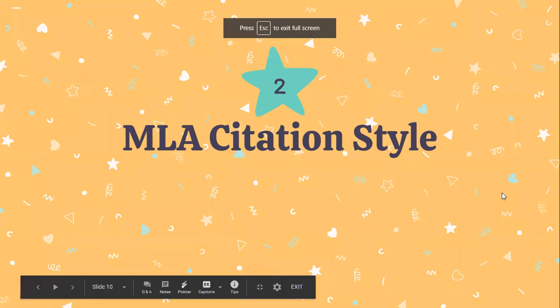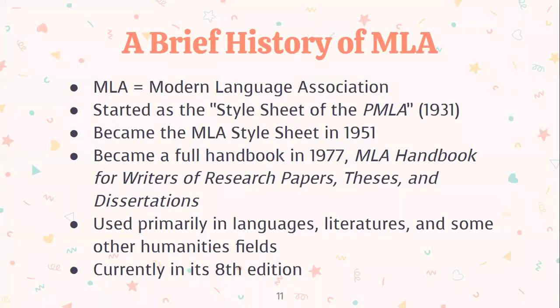So just some of the basics of MLA style. MLA stands for the Modern Language Association, and like many other citation styles, it started out for a specific journal, and this is the case with APA as well. It started out for some specific journals. So it was a style sheet of the PMLA, which was Publications of the MLA, starting in 1931. It became the official MLA style sheet in 1951, and then they started coming out with the handbooks in 1977. And those will be the citation guide books that you're probably used to seeing.